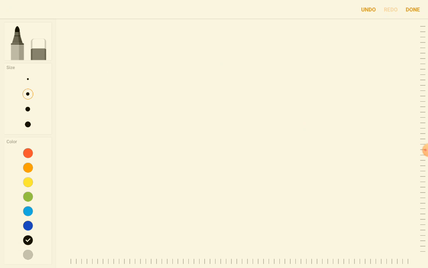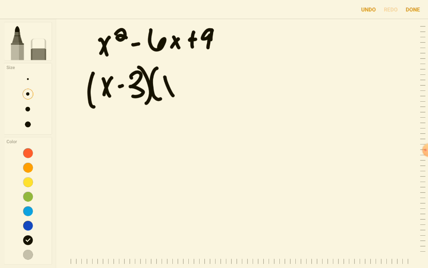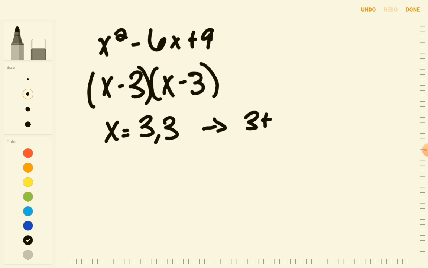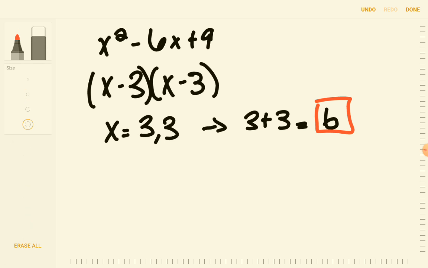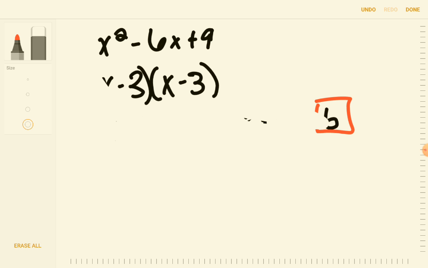So first, for our example, we would do x squared minus 6x plus 9. Normally what people would do is factor it out, and they would get x minus 3 times x minus 3. And then they would get our x value as 3, 3. Then to find the sum, they would just add 3 plus 3. They would get 6 as their final answer. But what I'm about to show you is going to be a simpler and much shorter, time-saving way, which will save you time on the SAT math section.